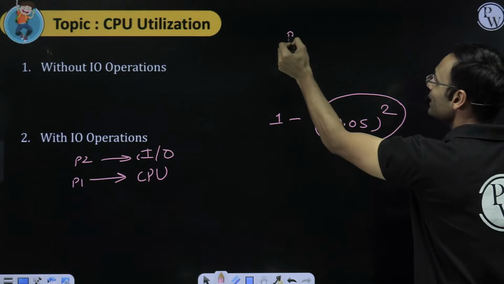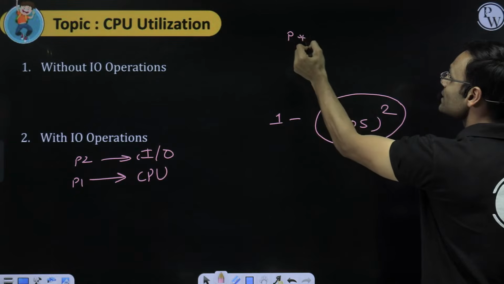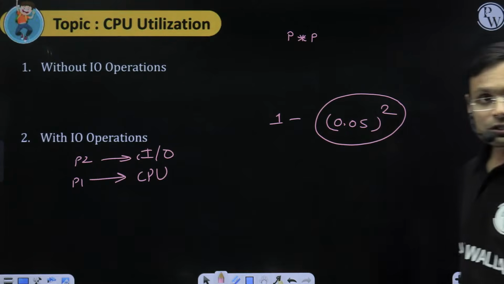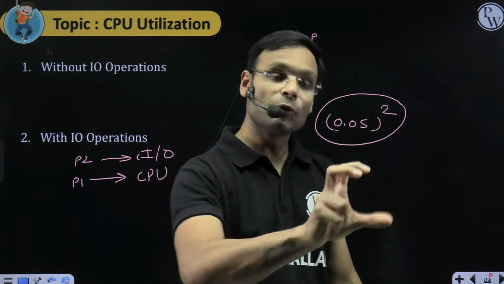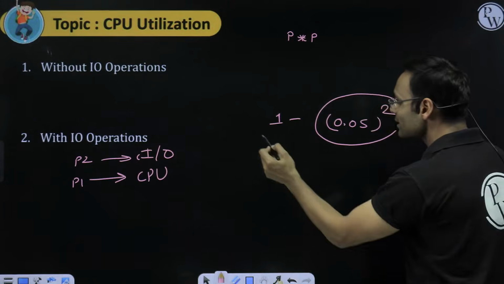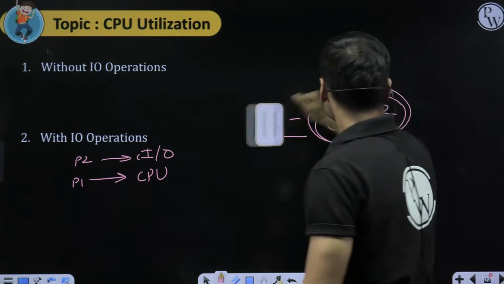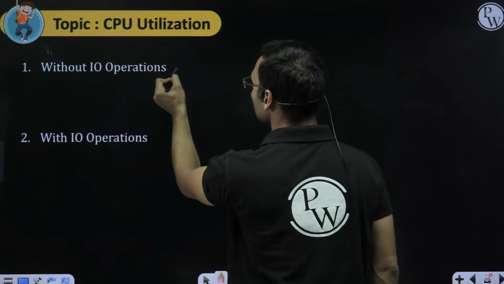Let's say P is the percentage of time one process goes for IO. Then two processes going for IO together is P square, P into P. Both processes should go for IO operation together, then only my CPU will be free. Otherwise not. So how much time is the CPU utilized? One minus the percentage of time processes are going for IO. So without IO operation, CPU utilization is 1.